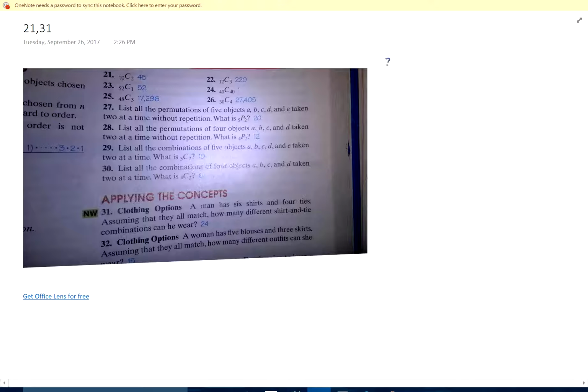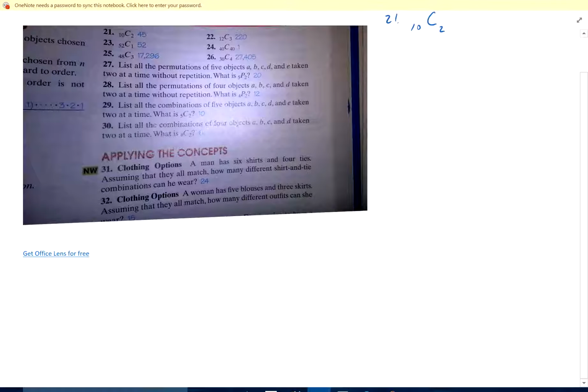All right, 21 is the same thing. 10 choose 2 is take 10 things. We're going to select 2 of them, and order doesn't matter. Okay, and 31.